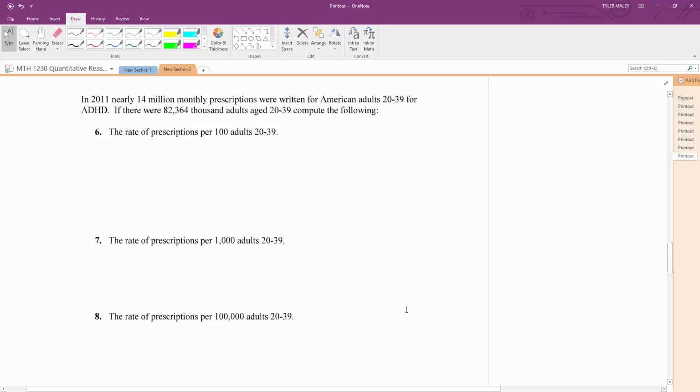So then going on to page 39, looking at number 6. We're given that in 2011, nearly 14 million monthly prescriptions were written for American adults 20 to 39 for ADHD. So this is some monthly magazine. It says if there were 82,364,000 adults aged 20 to 39, compute the following. So number 6, we want to compute the rate of prescriptions per 100 adults aged 20 to 39.